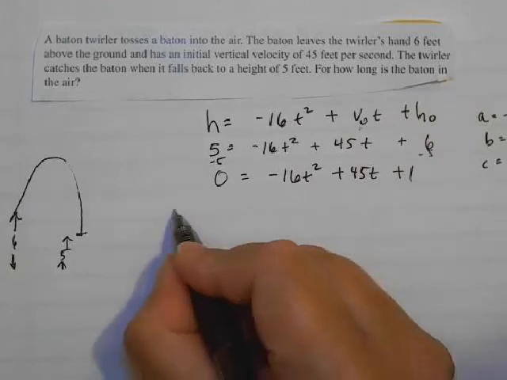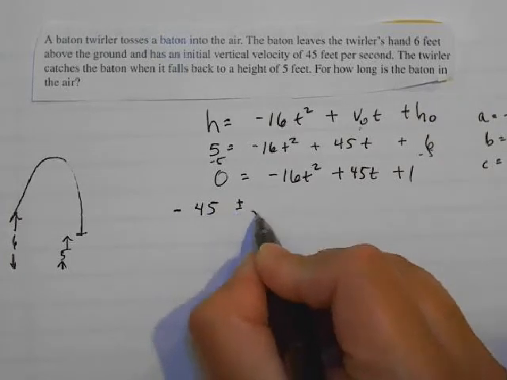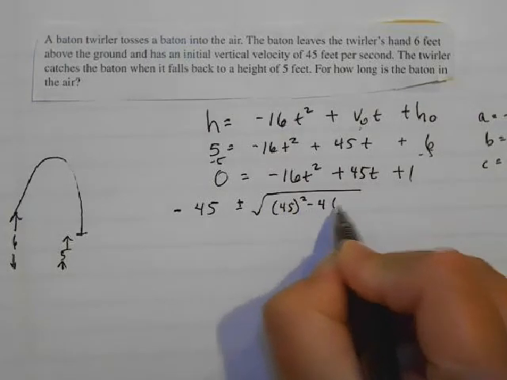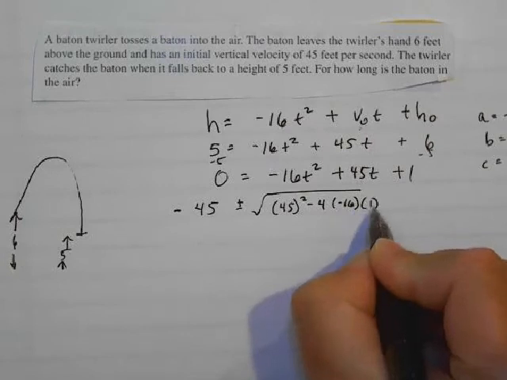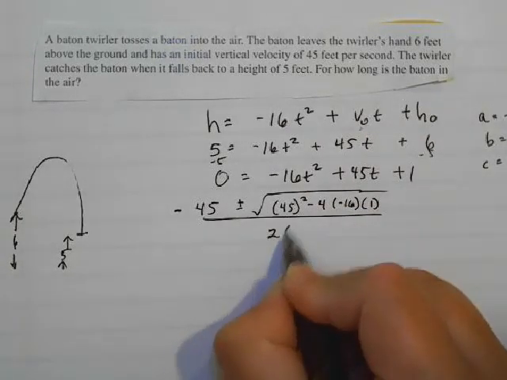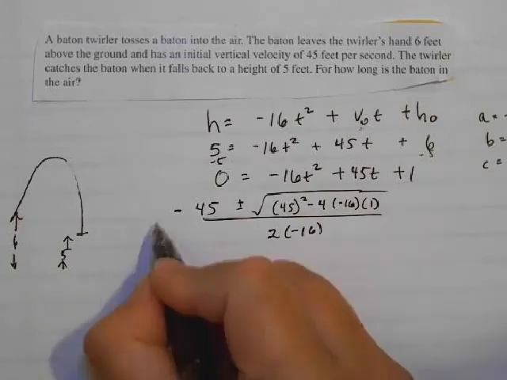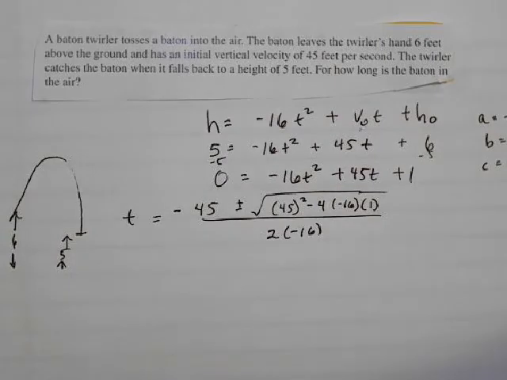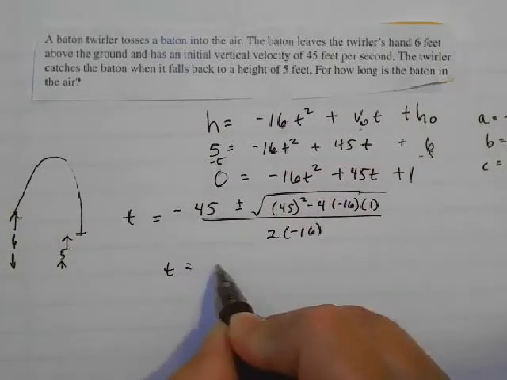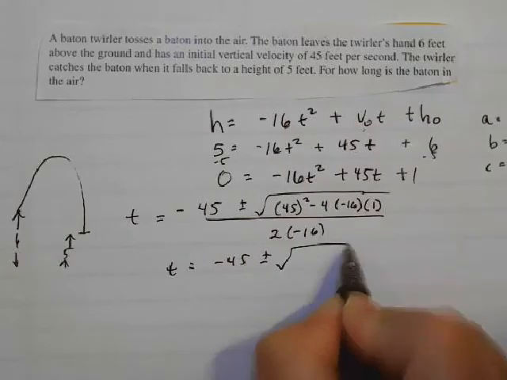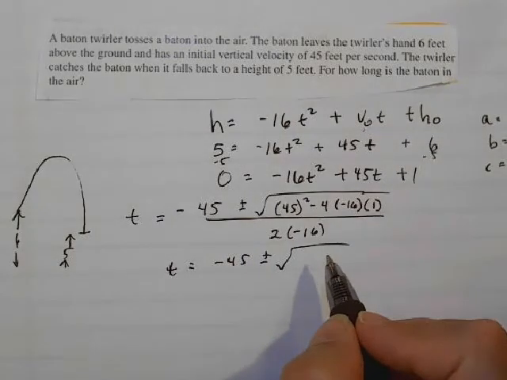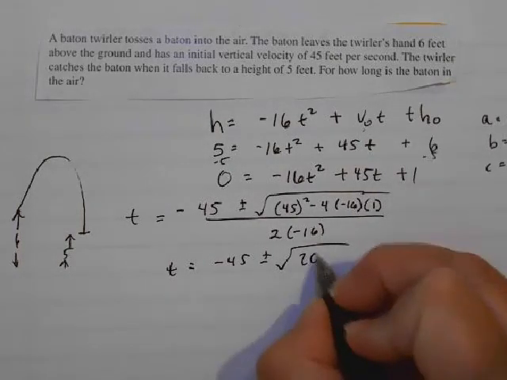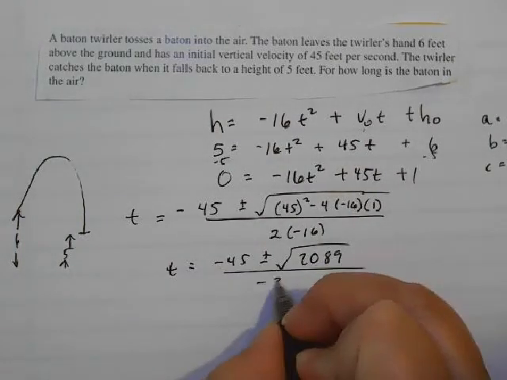So I'm going to say the opposite of 45 plus or minus the square root of b squared minus 4 times a times c over 2 times a. And this is actually equal to t this time because t is our input value. So I'm going to use my calculator. T equals negative 45 plus or minus the square root of, and that ends up being 2089 over negative 32.